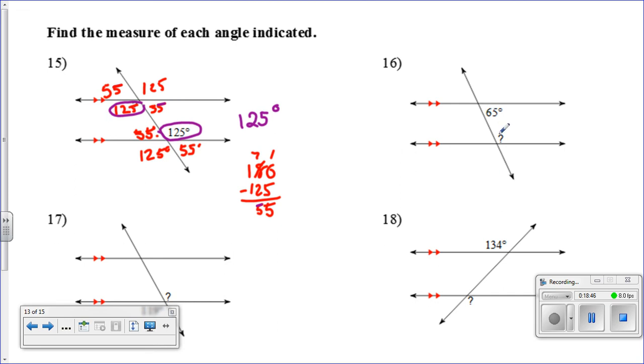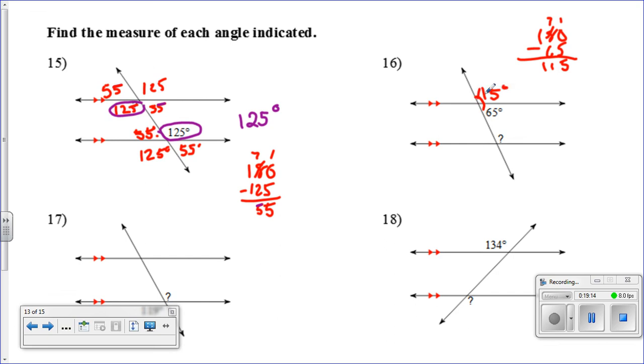If you look at these two, they are consecutive interior angles, and they actually don't look like they're the same. So what I'm going to do is I'm actually going to label all of these. So if this is 65, these two together make up a straight line. So if that's 65, then this is going to be 115 degrees.